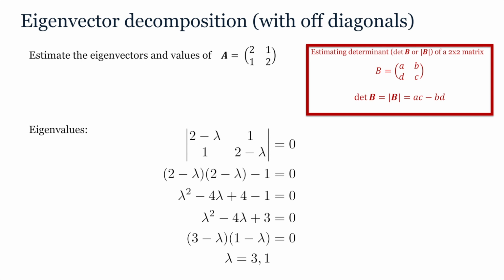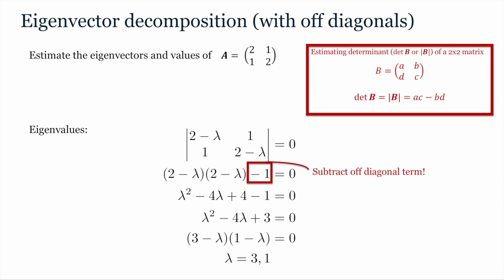So what then happens when we have off-diagonal terms? So this time we do have a BD term where b times d is 1 times 1. So when we estimate our determinant, this gives us 2 minus lambda times 2 minus lambda, minus our off-diagonal term, minus 1.